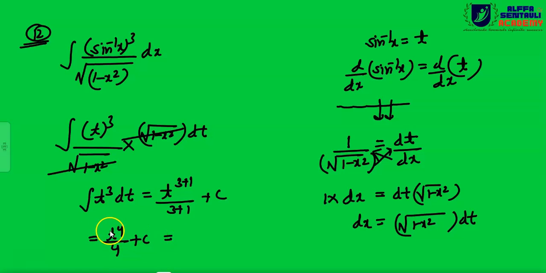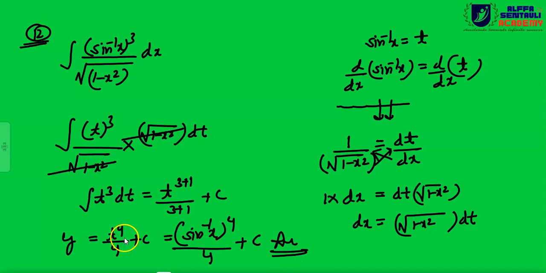Now let us replace this t with sin inverse x, because we assumed t was equal to sin inverse x. So the answer is sin inverse x to the power 4 divided by 4 plus c, this is equal to y. So have you understood, beta? This was a very easy question. What was the catch in this question? The catch was we should know the formula for the differentiation of sin inverse x. Got it? It was an easy question.